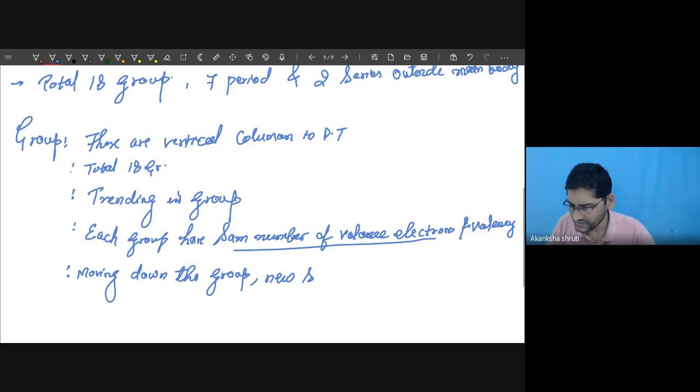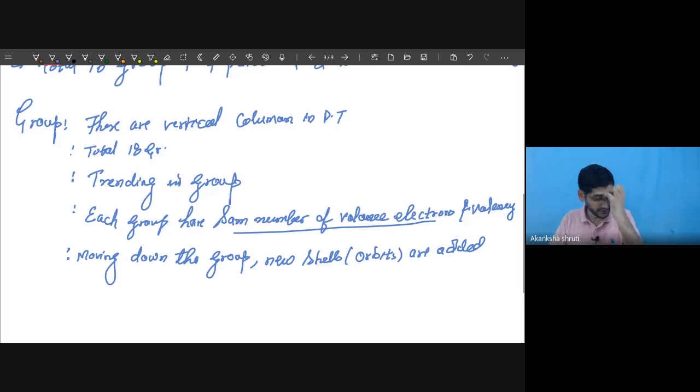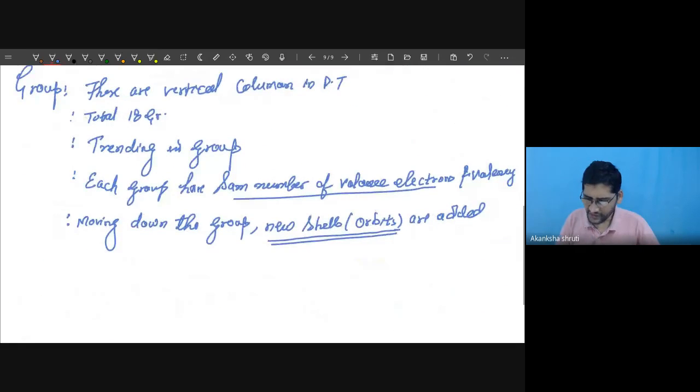New cells or orbits are added. Moving just one step down, only one orbit will be added. Moving two steps, two orbits will be added. So while new cells or new orbits are added, what will happen to their size? The size will increase. For accommodating more electrons, the size of the atom will increase because more orbits are there. So moving down the group, new cells get added.